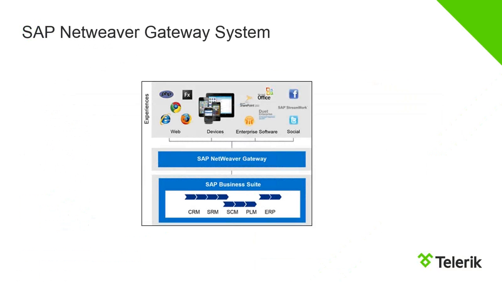What you see in the block diagram, at the bottom layer, is the SAP Business Suite, meaning different packages of SAP, like CRM, the customer management, SRM, SCM, or project management, PLM. All those things are the business functions that SAP provides. The SAP NetWeaver Gateway system will sit on top of them and expose the backend data as an OData service.